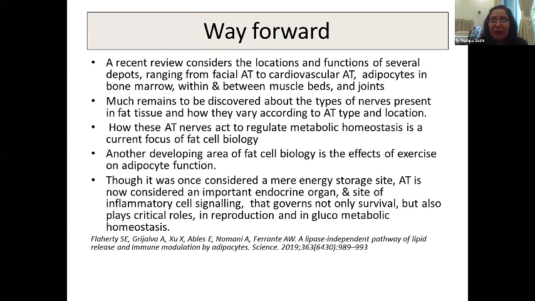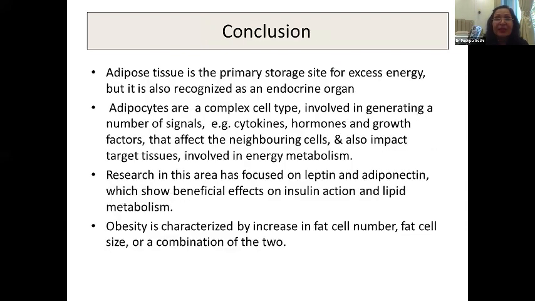Another developing area of fat cell biology is the effect of exercise on adipocyte function. Though it was once considered a mere energy storage site, adipose tissue is now considered an important endocrine organ and site of inflammatory cell signaling that governs not only survival, but also plays a critical role in reproduction and in glucometabolic homeostasis. So to conclude, adipose tissue is the primary storage site for excess energy, but is also recognized as an endocrine organ.